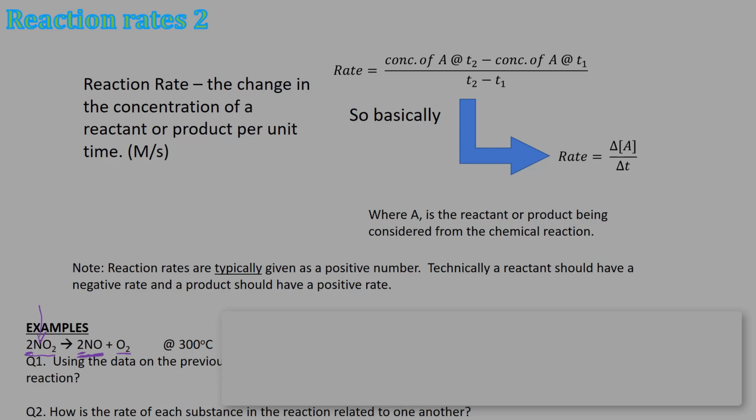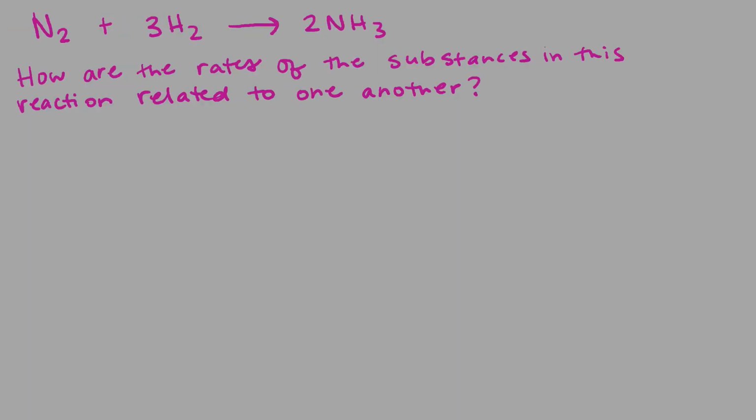And so let's look at that a little closer with a different reaction. All right, I've got 1N2 plus 3H2 to give me 2NH3, and we want to know how the rates of the substances in that reaction are related to one another. So this is where kinetics starts to get weird, and they start to make it look like something different, but it's not. It's the same stuff you've been doing since the beginning of chemistry with mole-to-mole ratios. But let me show you how they show it to you sometimes.